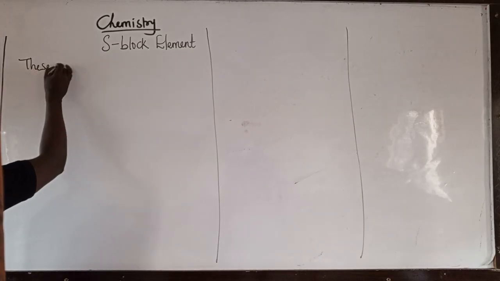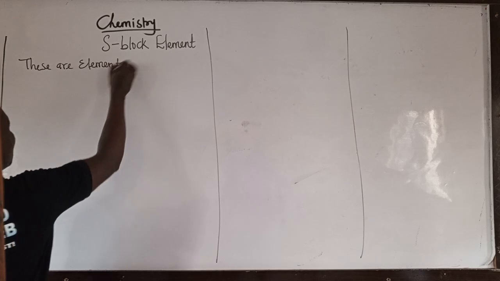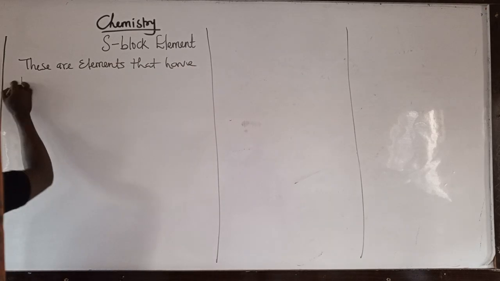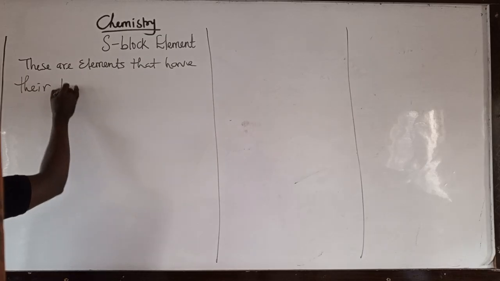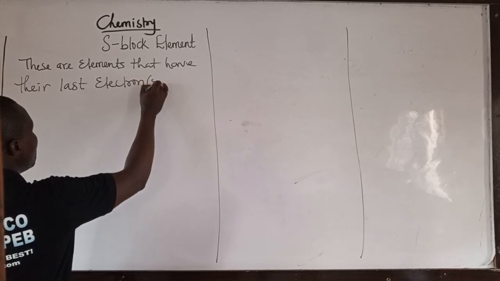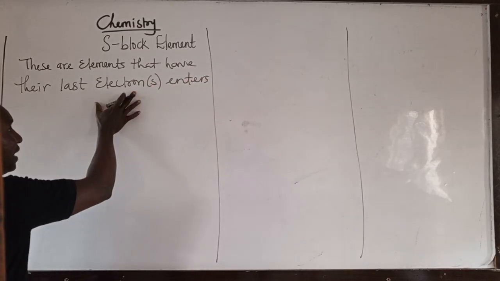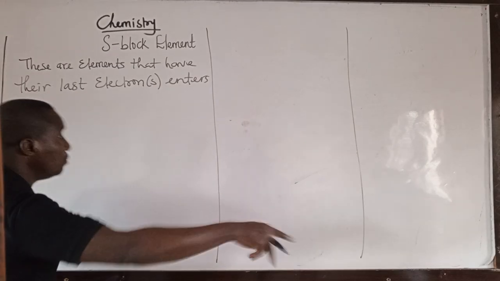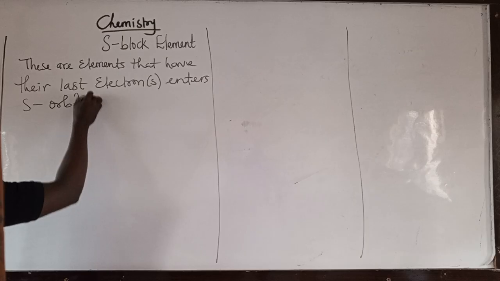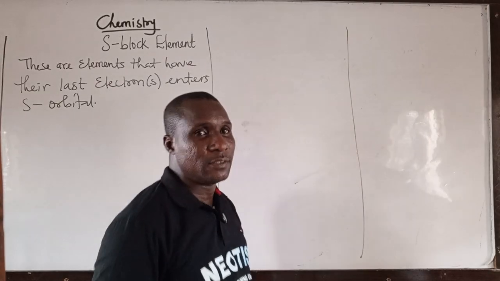These are elements that have their last electron enter, it could be one electron or two electrons, because we have two groups, enters S orbital. And what are these elements?